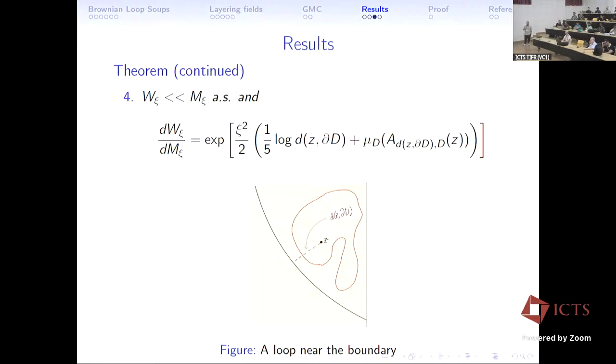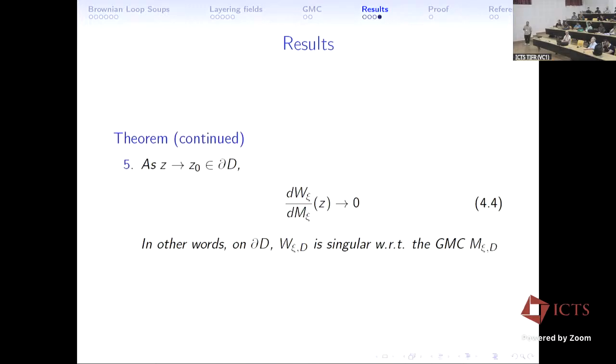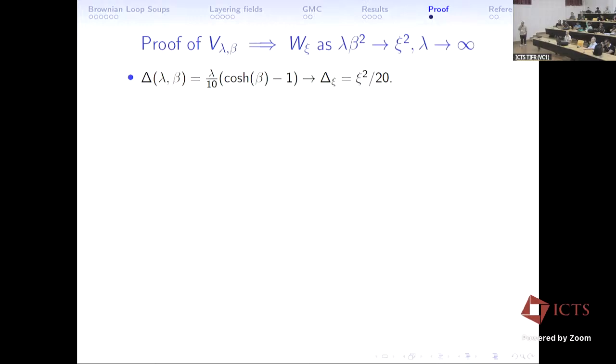Using this formula, I can show that the Radon-Nikodym derivative of the Gaussian layering field with respect to the GMC goes to 0. I interpret this fact as saying that W psi is singular with respect to the GMC M psi. That completes the results. I have a slide on proofs.